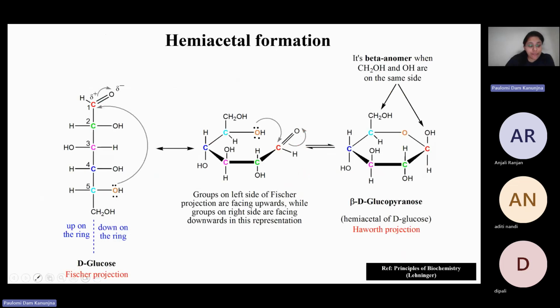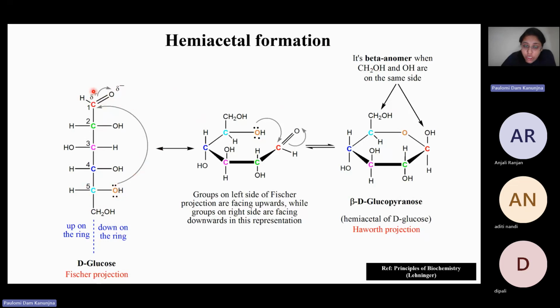Remember, we have done Fischer and Haworth projection. So this is how you move from a Fischer projection to a Haworth projection. We'll do it a bit slowly so that every point is registered easily. So let's look at all these 6 carbons in glucose. 1, 2, 3, 4, 5, 6. In the 5th carbon, you have this OH. So this carbon gets bound to the first carbon. The first carbon has a CHO group. The second carbon has an alcohol group attached to it.